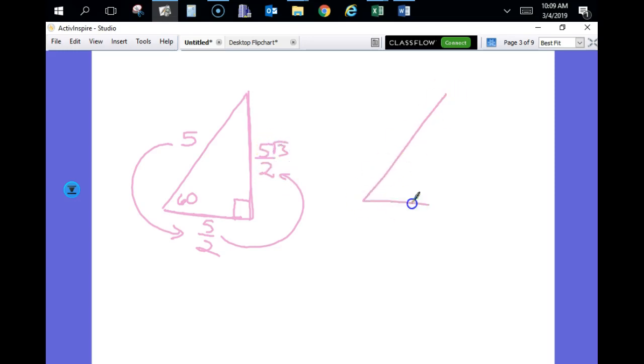Or when we have a 45, 45, 90 right triangle, you divide by the square root of 2. Now, I'm not going to write this, though, because it's not right. We don't like square roots in the bottom, so now we're going to do this.